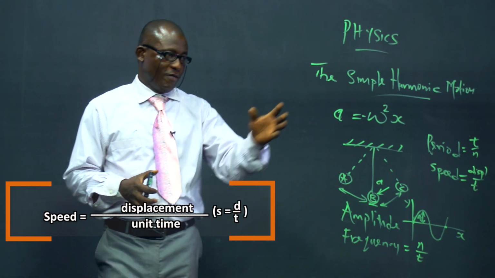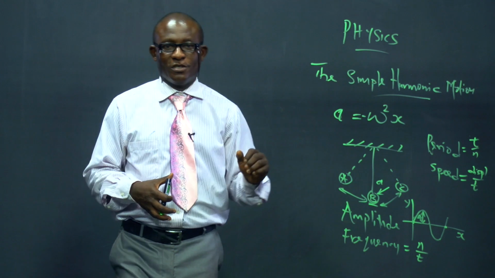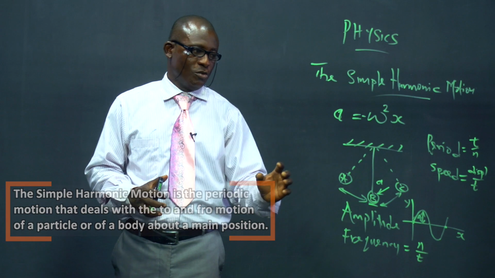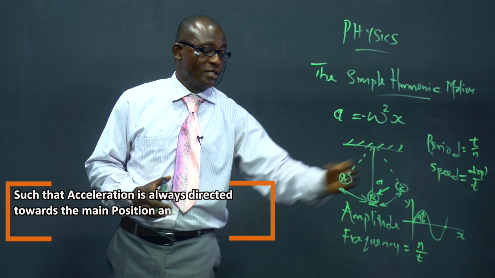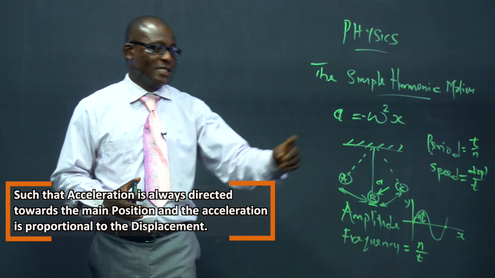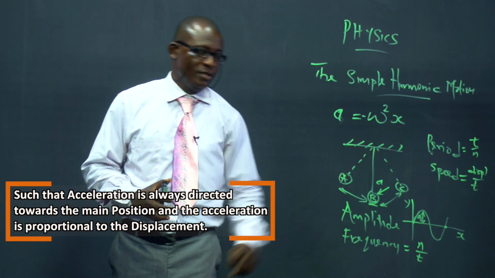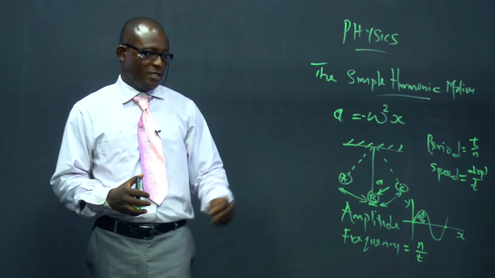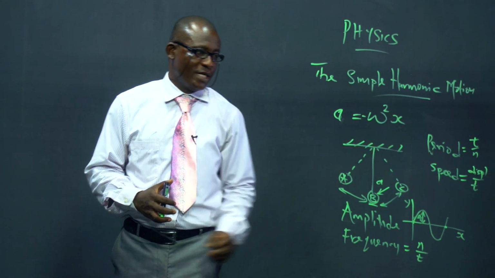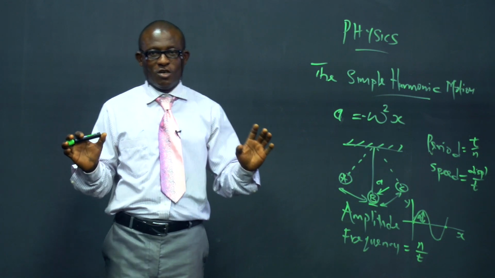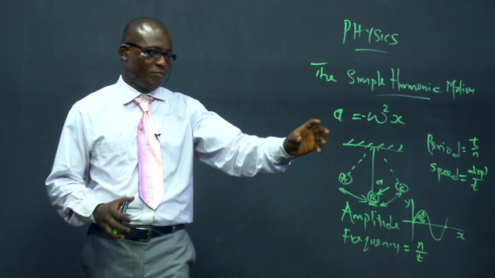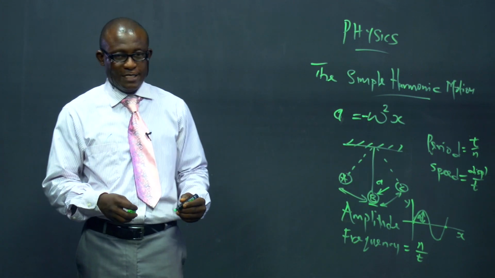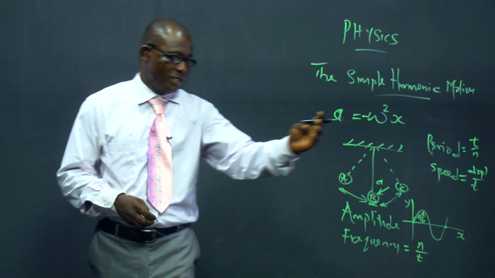I started by defining simple harmonic motion. What is simple harmonic motion? It is the periodic motion of a body or of a particle such that the acceleration is directed towards the center and the acceleration is directly proportional to the displacement. The displacement here is x. And what we have here, minus omega squared, is the constant of proportionality. The minus sign only shows the direction.